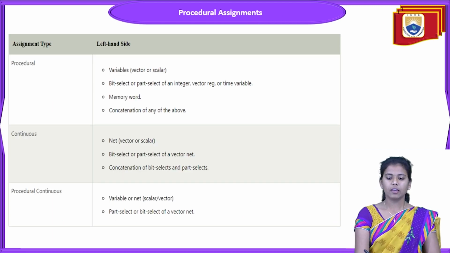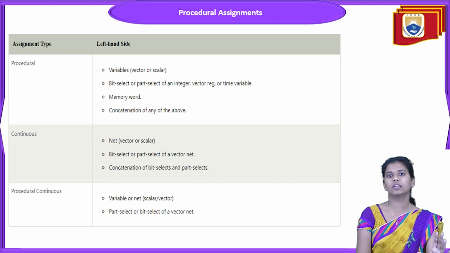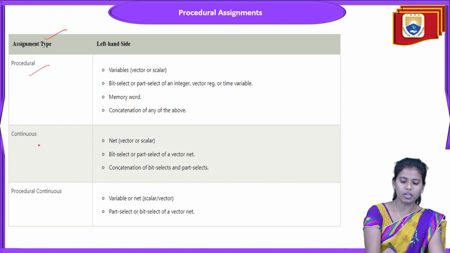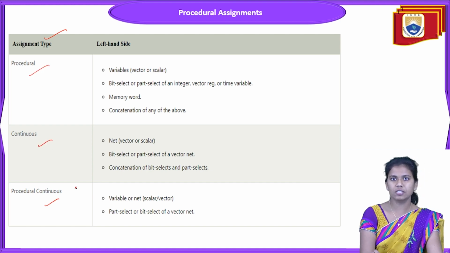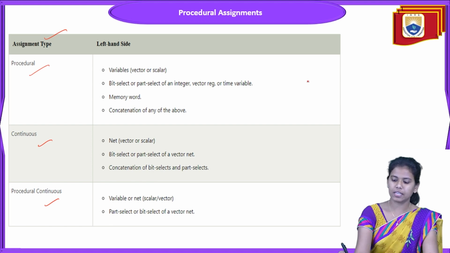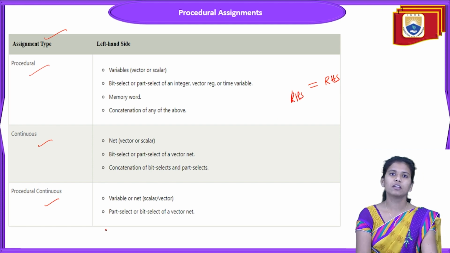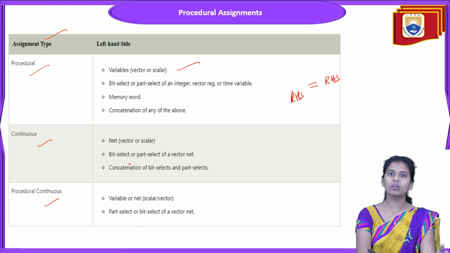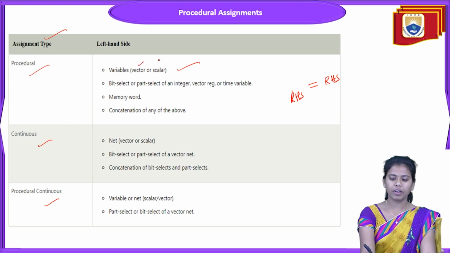Okay, coming to the types and the left hand side, what does it contain? When it comes to the assignment, we have procedural and continuous, and procedural continuous, isn't it? So in the procedural assignment, this is the right hand side, this is the left hand side. To the left hand side, you have variables. The variables could be scalar or in terms of vector. Already we had discussed regarding vector and scalar.